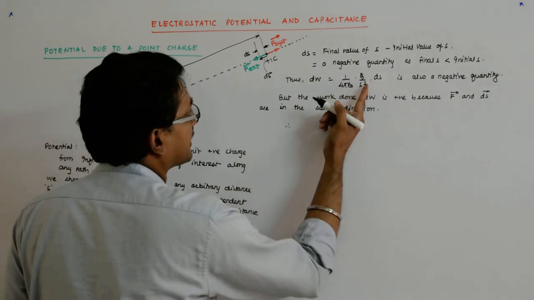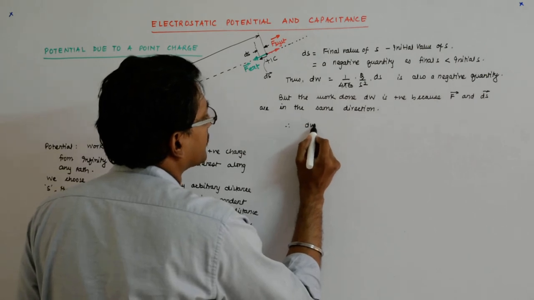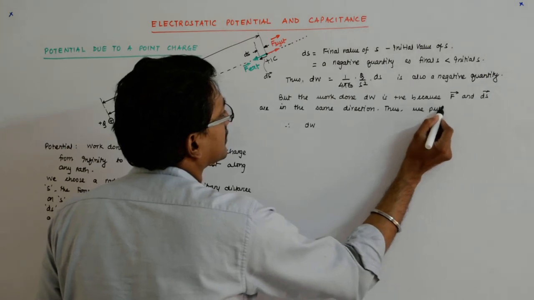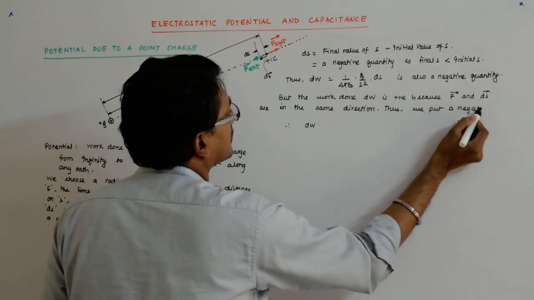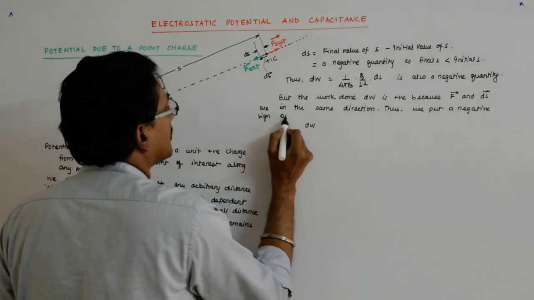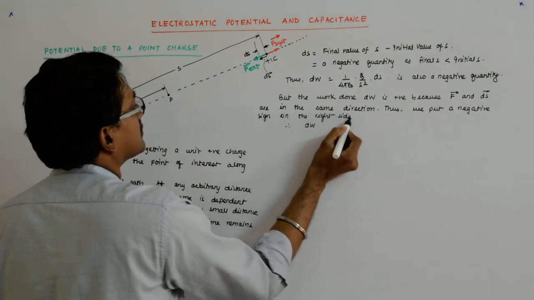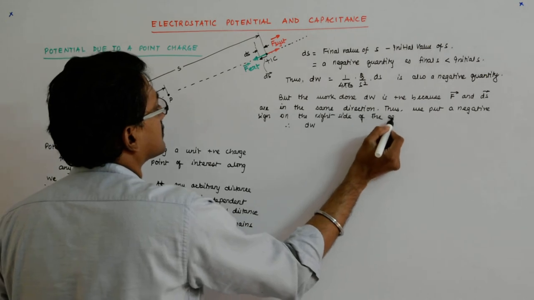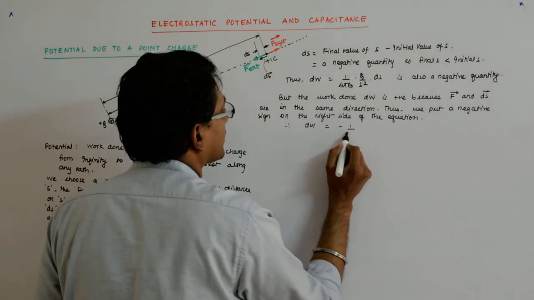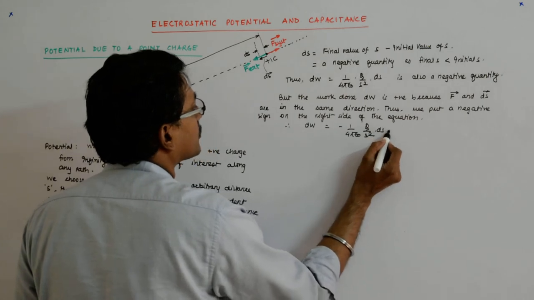Therefore, now this is a negative quantity. This has to be positive. To make it positive, we put a negative sign on the right side of the equation. So dW is equal to minus 1 upon 4 pi epsilon naught q upon s square into ds.